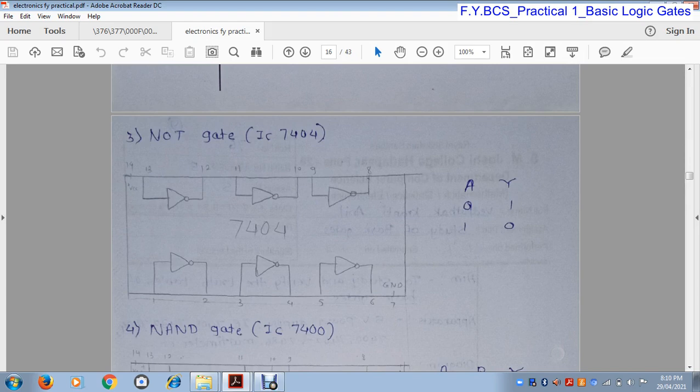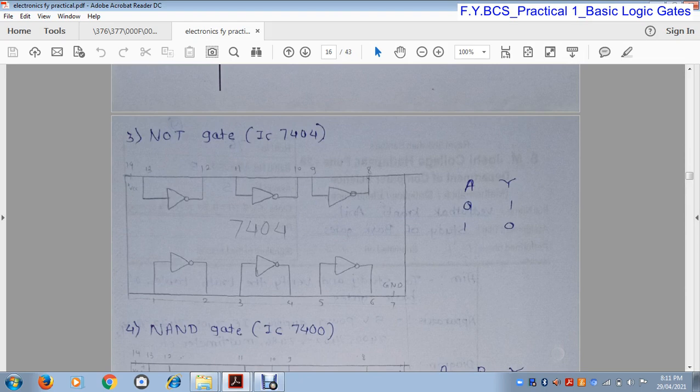Now pin number 9 is the input of the fourth NOT gate and pin number 8 is the output of the fourth NOT gate. Here also pin number 10 is the output and pin number 11 is the input. Here pin number 13 is input and pin number 12 is the output, and pin number 14 is VCC. This bubble indicates the output terminal. So 1, 3, 5 are input terminals and 2, 4, 6 are output terminals. Similarly 9, 11 and 13 are input terminals and 8, 10 and 12 are the output terminals.